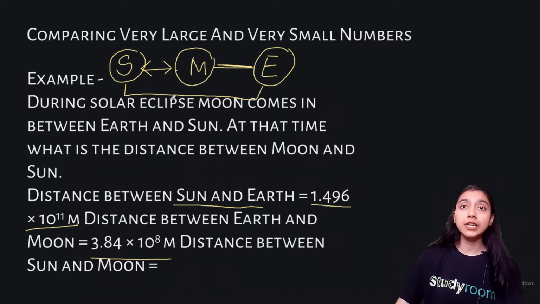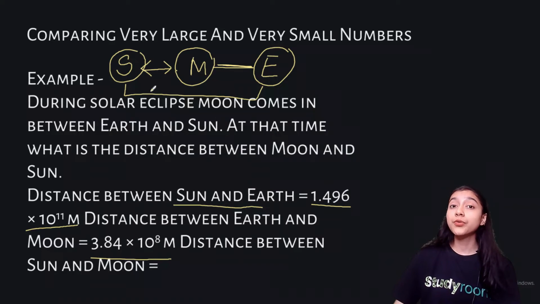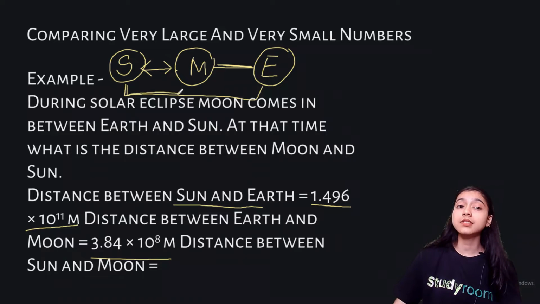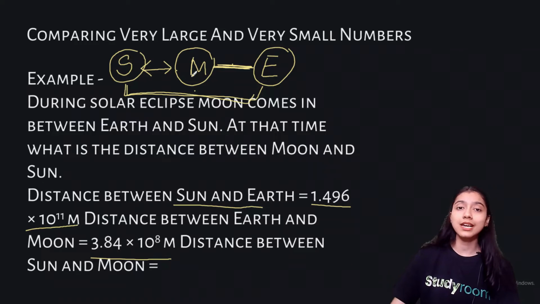So from the figure, we can see that if we have to calculate the distance between the sun and the moon during a solar eclipse, we have to subtract the distance between the moon and the earth from the distance between the sun and the earth. So subtracting these two given quantities will give us the distance between the sun and the moon.